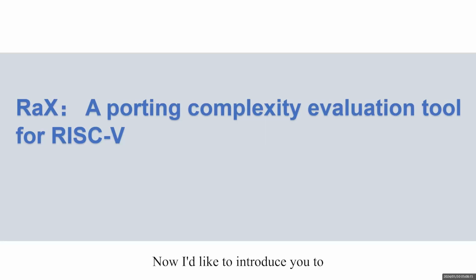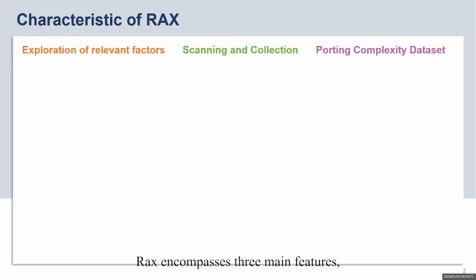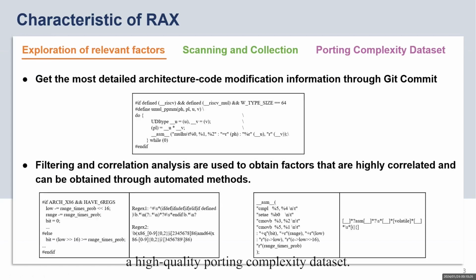Hello everyone, now I'd like to introduce you to a tool called RAX, which is an automated assessment tool for software porting complexity targeting RISC-V. RAX encompasses three main features, which include exploring relevant factors, scanning and collecting tools, and a high-quality porting complexity dataset.